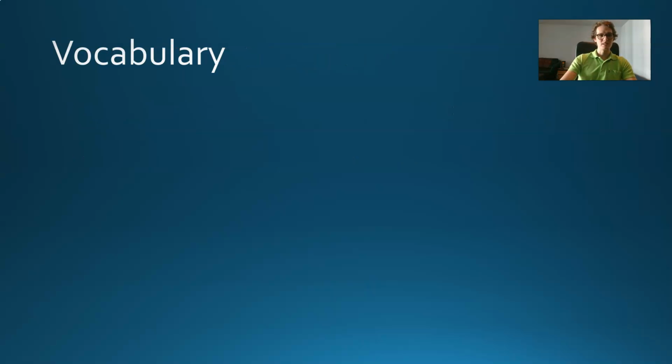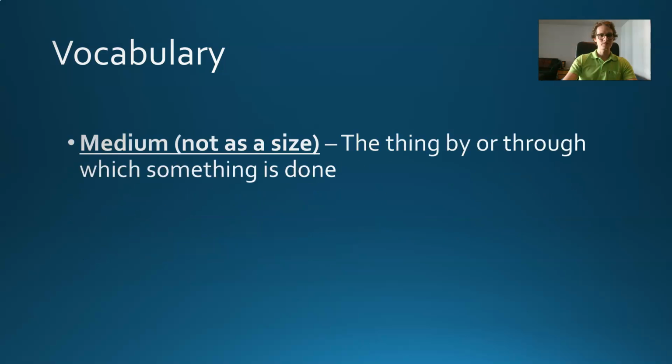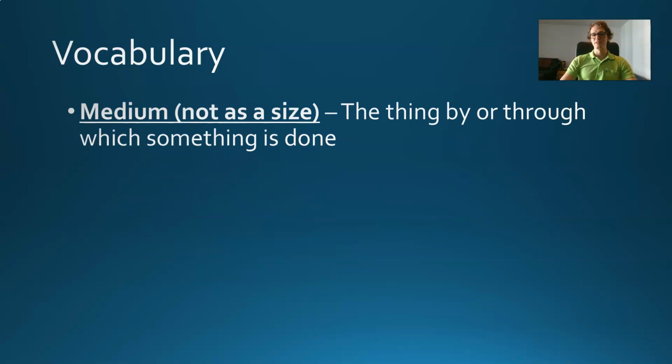Okay, let's start our lesson. As usual, we're going to begin with some vocabulary. First word is medium. Many of you guys know this one as a size, like not big, not small, but just medium. But there's another definition, and that is the thing by or through which something is done. So think about that for a second. Try to maybe think of your own example of how to use this word, medium, the thing by or through which something is done. Pause the video if you need to, and I'll give you my example.